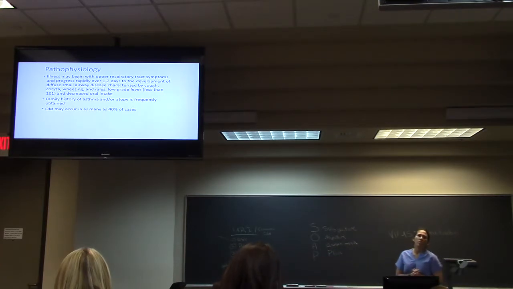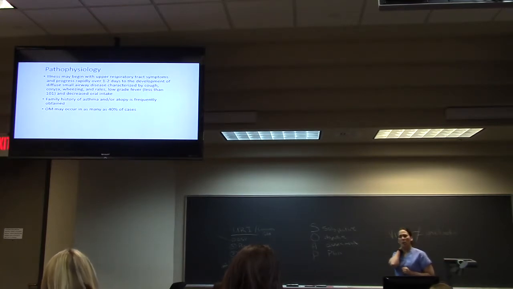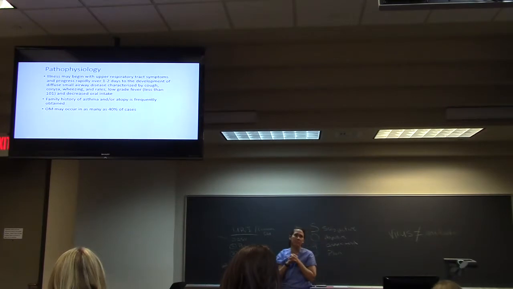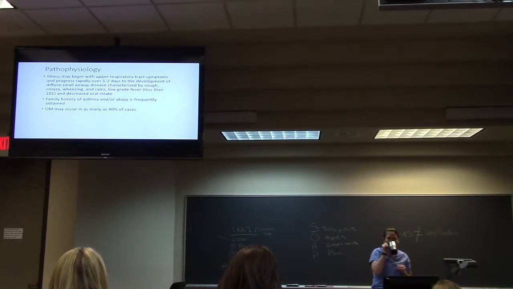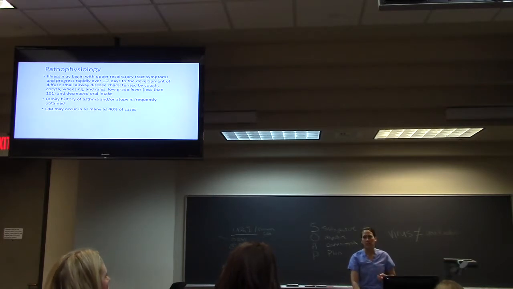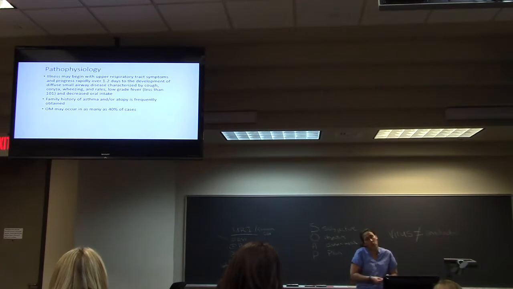Okay, a little bit more on the pathophysiology of it. It's more common with kiddos from families that have asthma or atopy. Atopy is basically eczema, a fancy word for eczema. So obviously, asthma and eczema go hand in hand. Their immune system is already decreased because of those two things, which makes them more susceptible to RSV, or any illness for that matter.